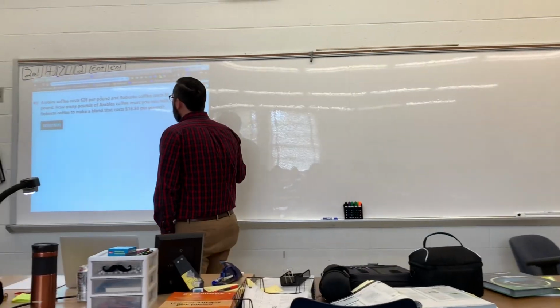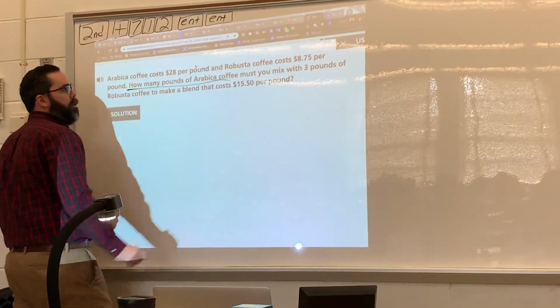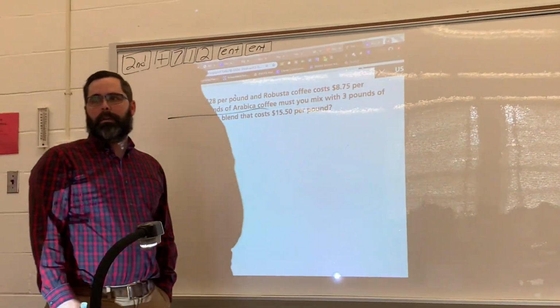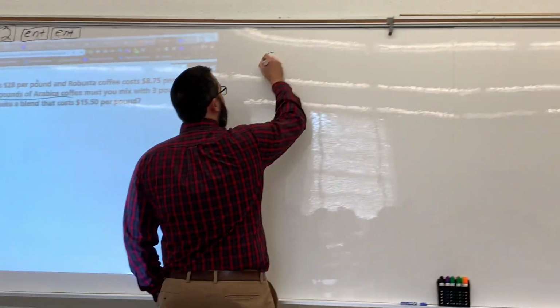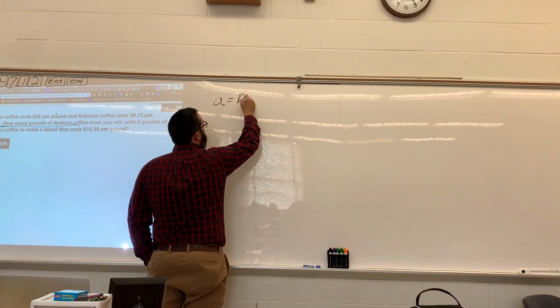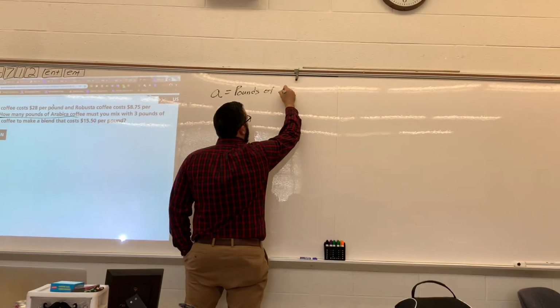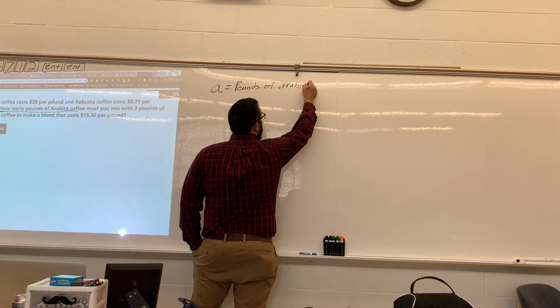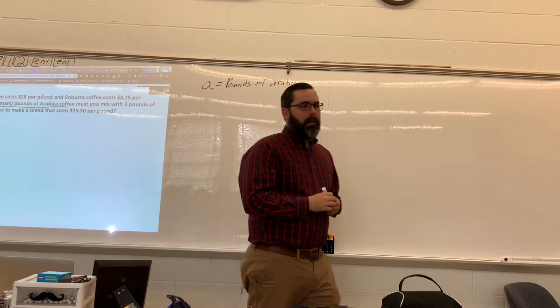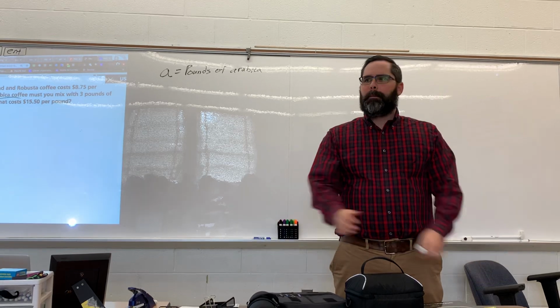So let's define our variable and figure out exactly what we're looking for. How many pounds of Arabica coffee? That's what we're looking for. And let's define our variable as A is equal to pounds of Arabica.